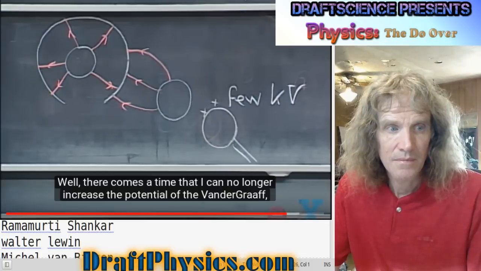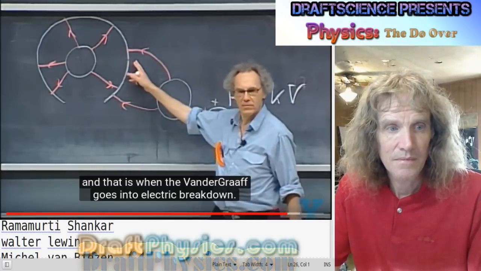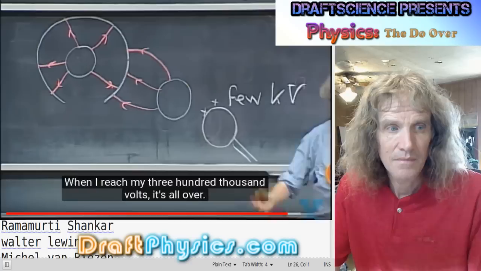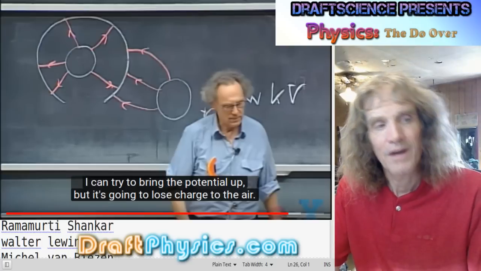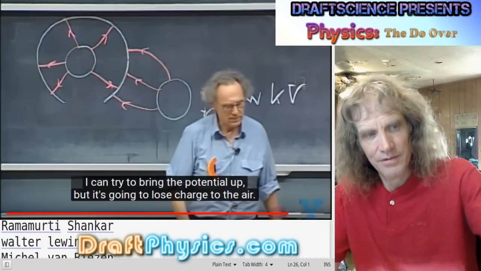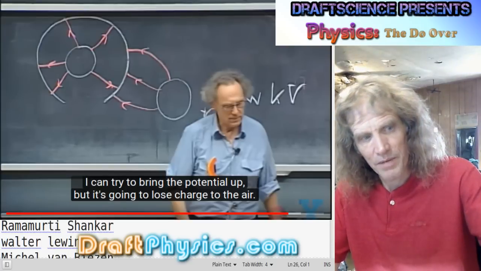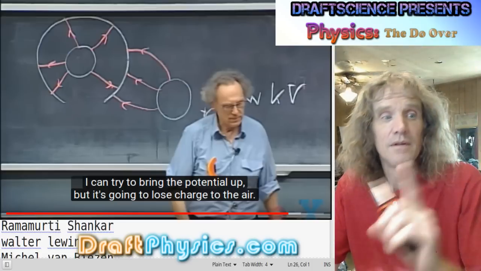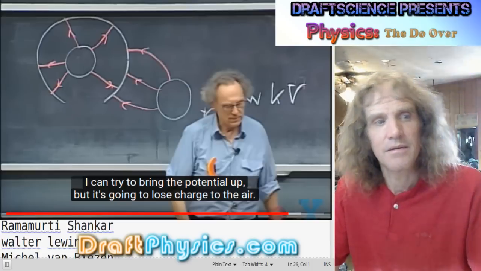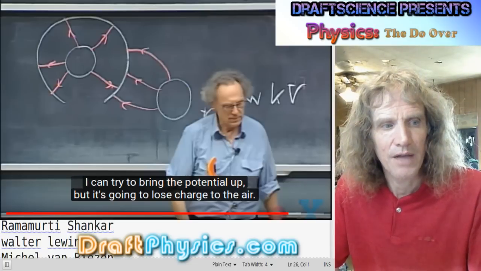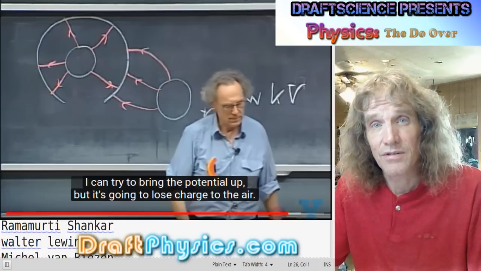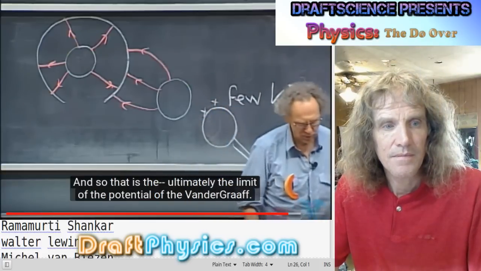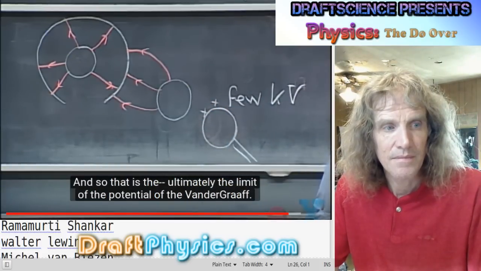Well, there comes a time that I can no longer increase the potential of the Van de Graaff, and that is when the Van de Graaff goes into electric breakdown. When I reach my 300,000 volts, it's all over. I can try to bring the potential up, but it's going to lose charge to the air. So where the sparks you hear is probably happening is where that round part, the opening, the end of the hole, it's breaking down there. So that's the part you have to try to insulate, and insulators have limitations. And so that is ultimately the limit of the potential of the Van de Graaff.